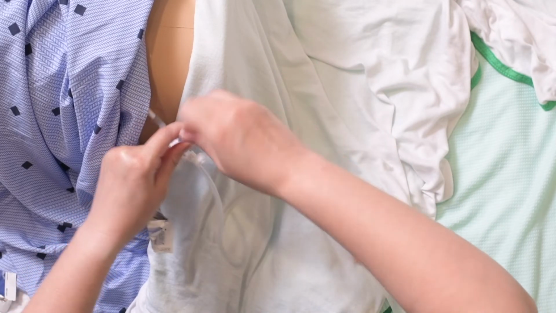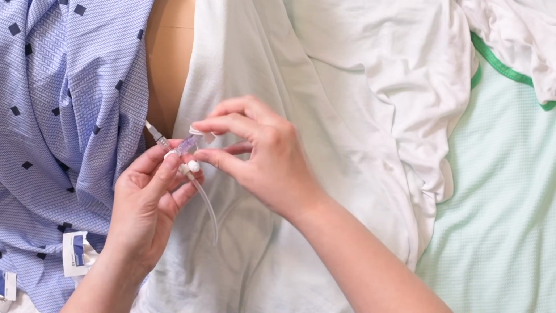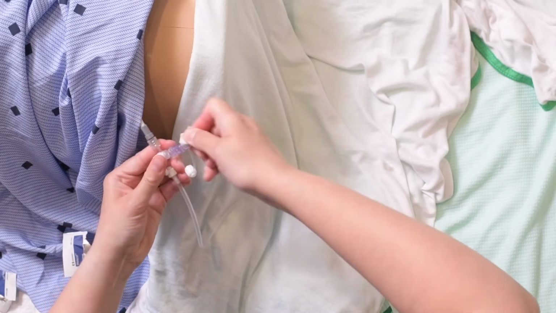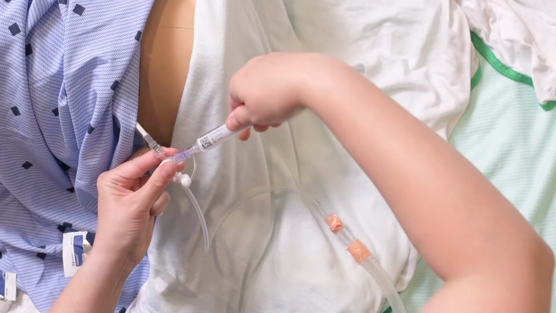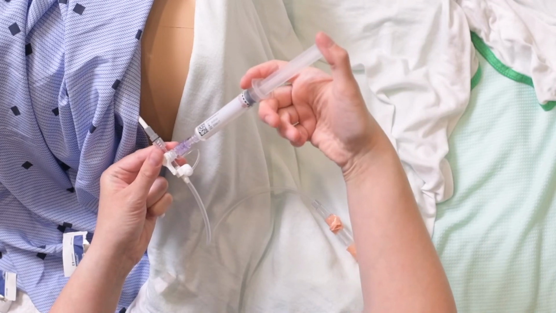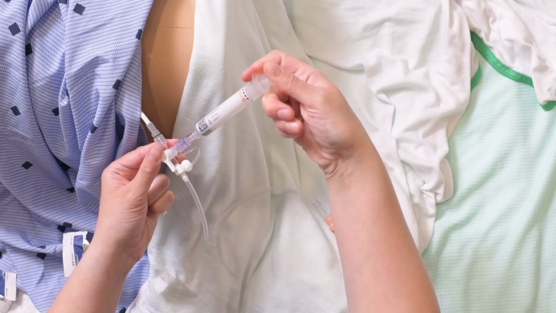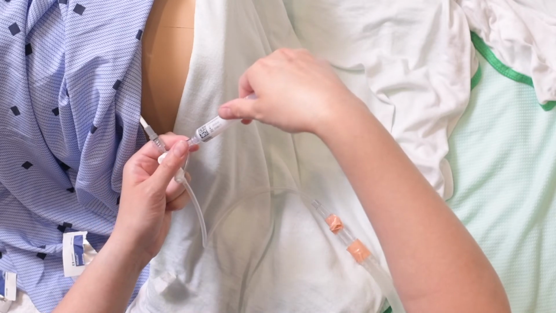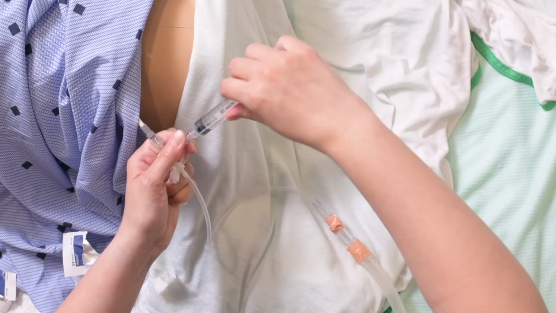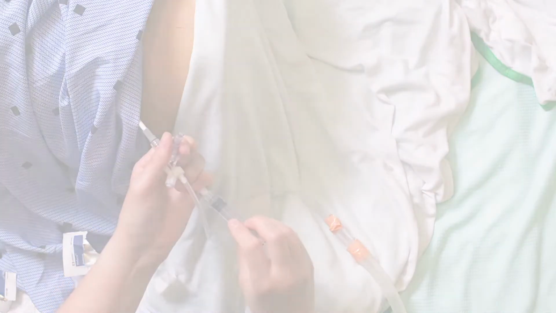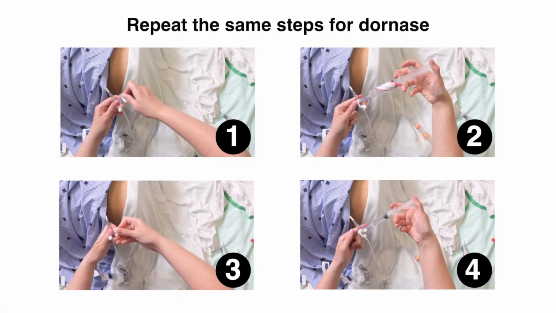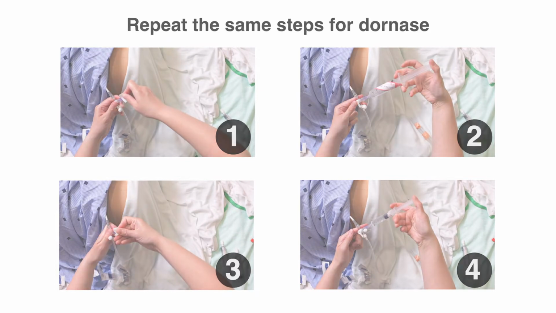Clean the needle-free connector for 15 seconds with an alcohol swab and let it dry. Attach the syringe of sterile saline solution to the needle-free connector. Rinse with 10 mL of sterile normal saline. Remove the empty syringe. Repeat the same steps for dornase.